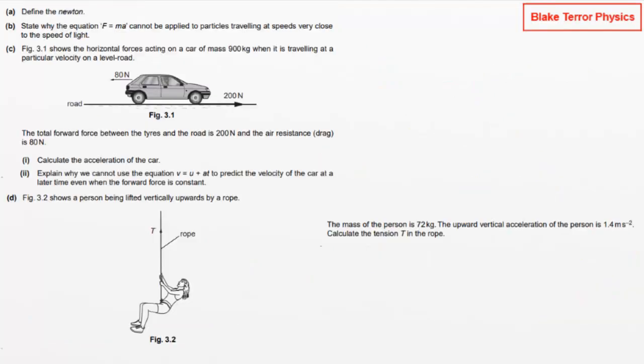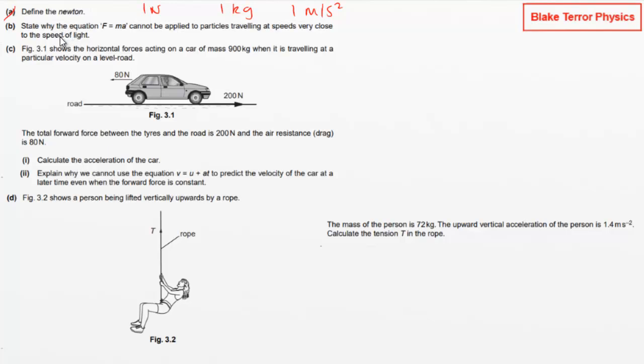Next, we're back onto newtons here, defining what a newton is. So 1 newton is the force required to accelerate a 1 kilogram mass at 1 meter per second squared. So that's what we're looking for there.